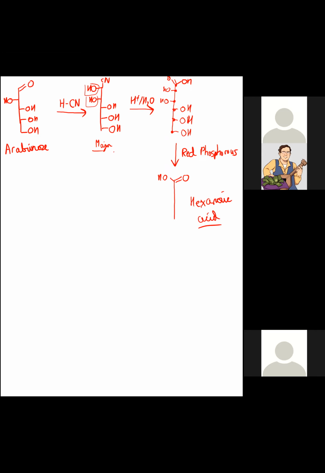And so this is one of the ways they found out that all these sugars had 6 carbons: they treated them with red phosphorus and they got hexanoic acid for all the different sugars. I'm not going to draw in all the carbons there. The carbons haven't done anything. It's just we've ripped away every single hydroxyl group.